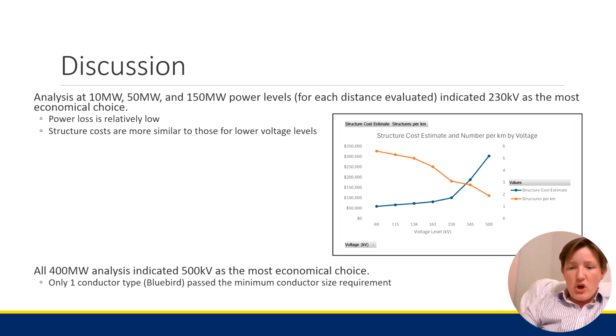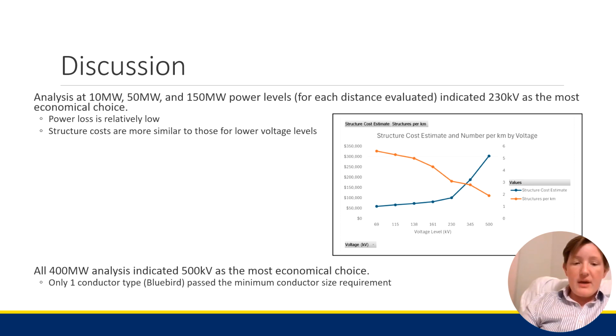And so on the chart, you can see here in blue, when you shift from the 230 kV to the 340 kV lines, there's a pretty big jump in the costs for those structures. So the 230 kV lines are more optimal for those mid-range, high and medium power needs based pretty much on that structural cost. Now, at 400 megawatts, the 500 kV line was the most economical choice.